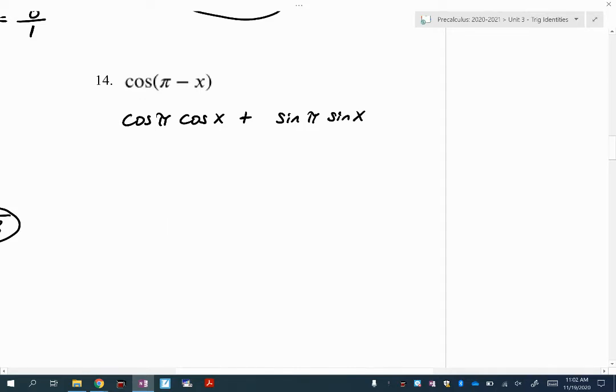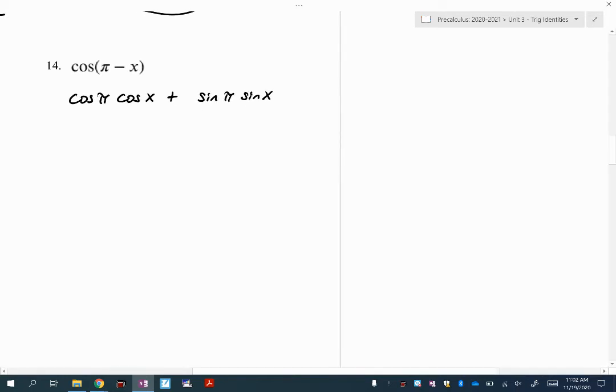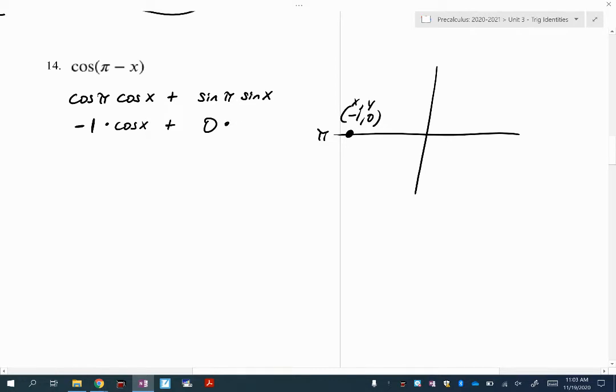Okay? Now, again, this is a quadrantal angle. So pi is out here. This is pi. The ordered pair is negative 1, 0. So the cosine, which is x over r, the cosine of pi is negative 1 times cosine x plus, and the sine of pi is y over r, right? So if x was negative 1, y is 0. This is going to be 0 times the sine of x. 0 times anything is 0, so my answer just becomes negative cosine of x.